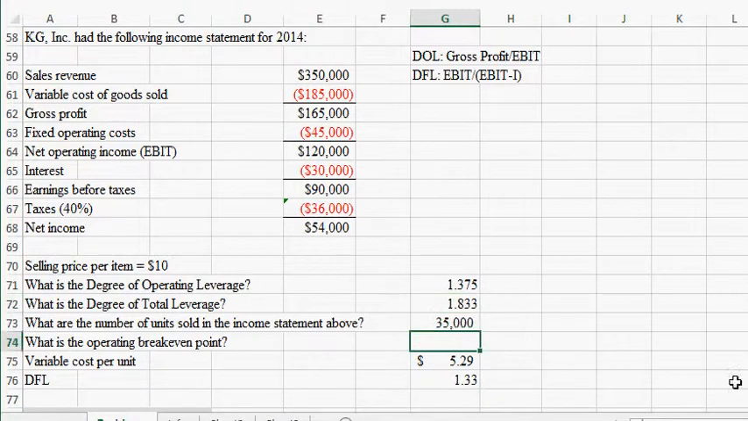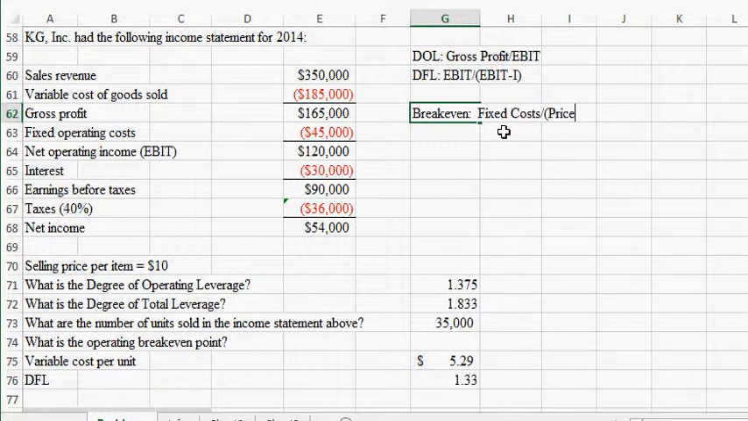And then the operating break-even, again, the formula for that is fixed cost divided by the price minus the variable cost. Because the fixed costs are here as a negative, I've got to make that a positive number, or you can just type it in, but equals a negative of the 45,000 divided by the price of $10 given in the problem right here, less the variable cost per unit, which we found, so less the 5.29.